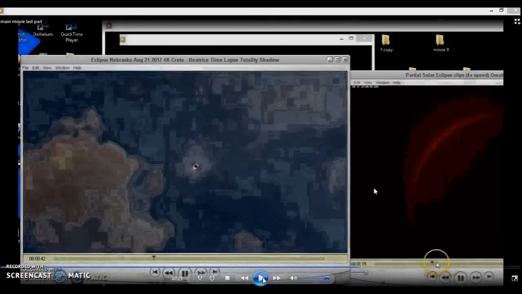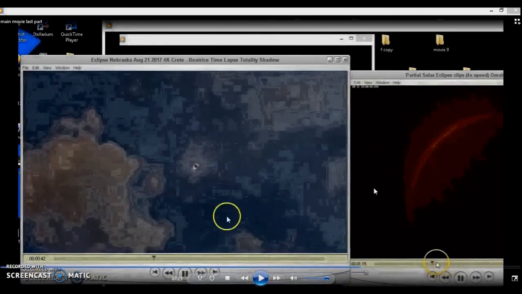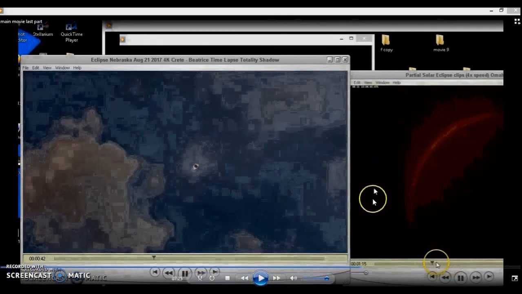This is the center line. This is just south of the center line of totality. And this is north of the line of totality.